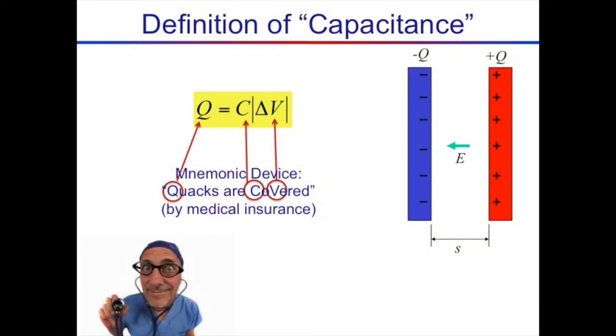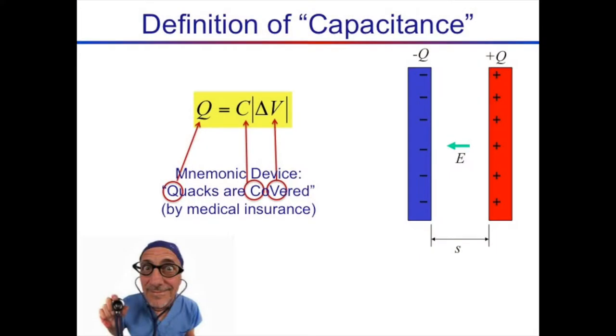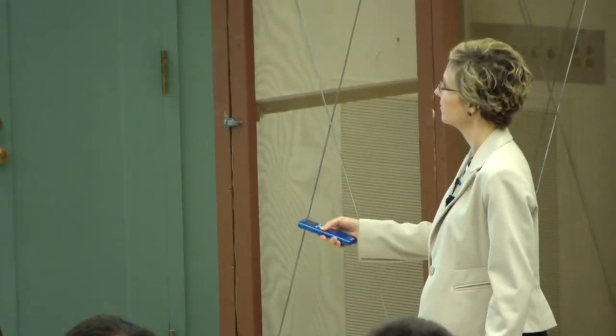So here's my mnemonic device to help you remember it. Quacks are covered by medical insurance. Quack, if you're not a native English speaker, I don't know if they teach you this usage of the word quack. Quack is kind of a slang term for a medical doctor who's kind of crazy. So here's our crazy medical doctor. Quacks are covered by medical insurance. Q, CV, got it? Q equals CV. Now you'll never forget the equation. And the next time you need the equation, it'll just be there in your head. Professor Carlson said quacks are covered, Q equals CV, and you'll be able to finish the calculation lickety split. Good. So Q is CV.